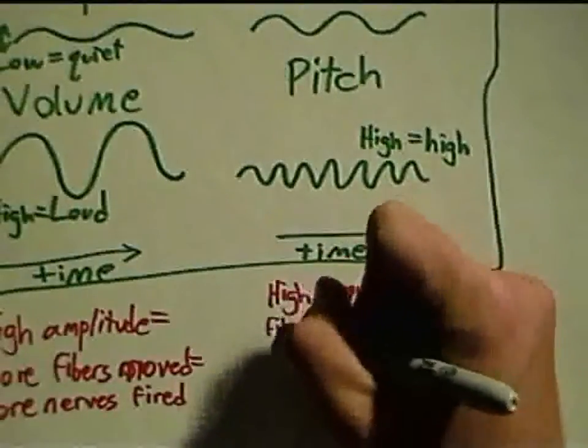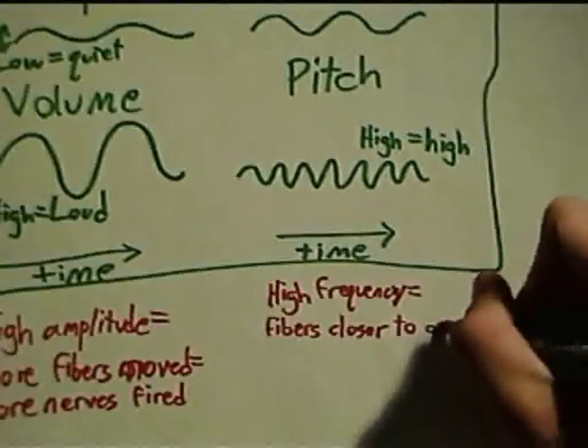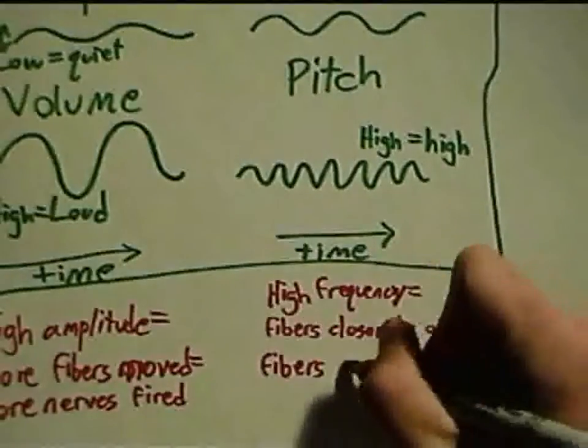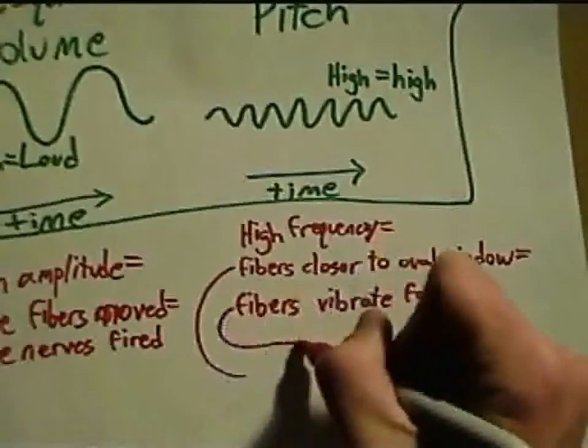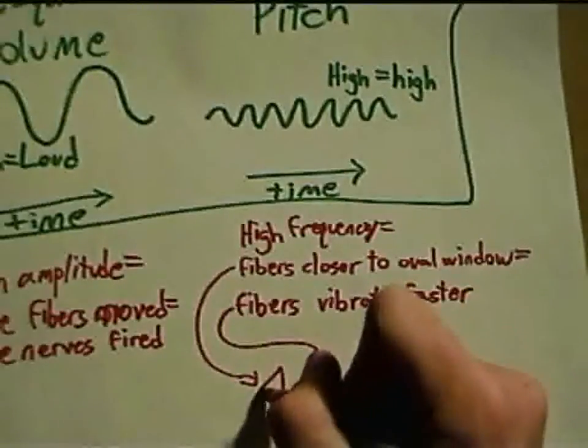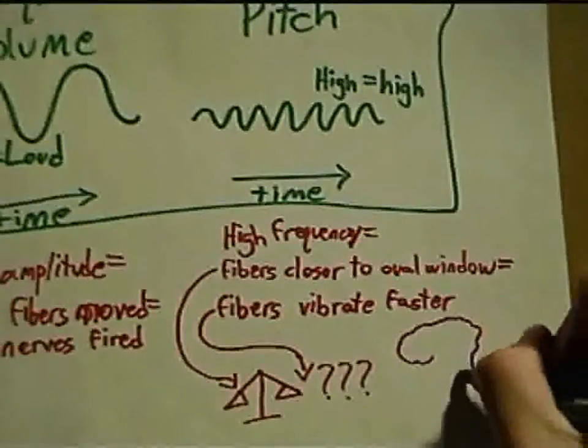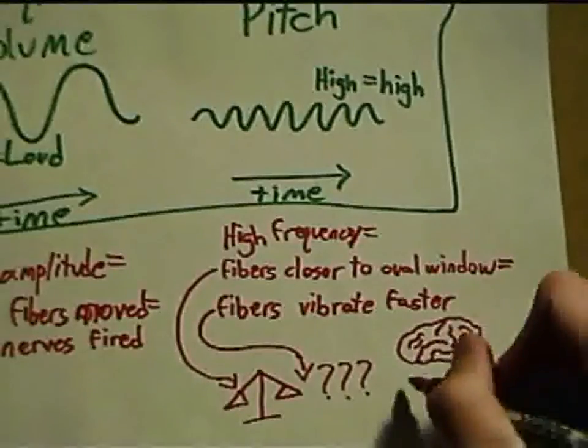But how does the brain know how high the frequency is? Does it measure how many nerve impulses reach it each second, or does it measure which nerve delivers the message to see whether it is connected near the start or the end of the cochlea? We don't know, but thankfully our brains do.